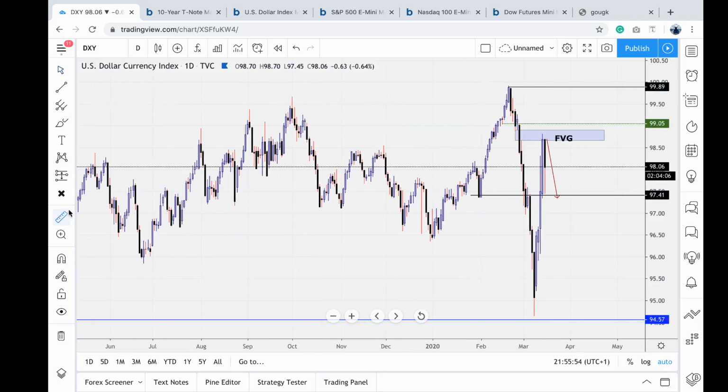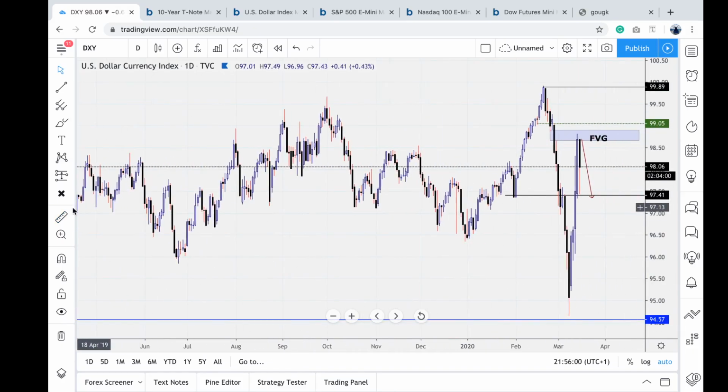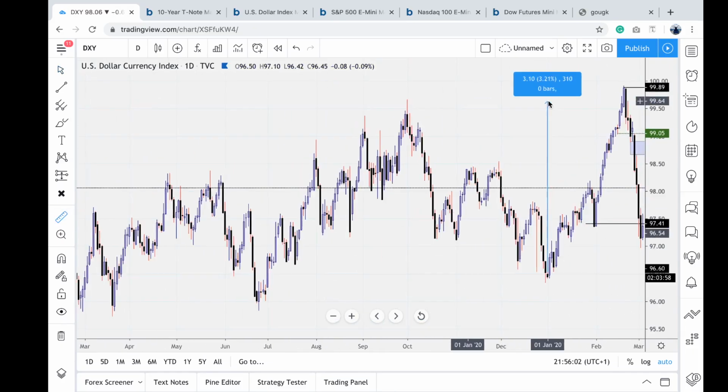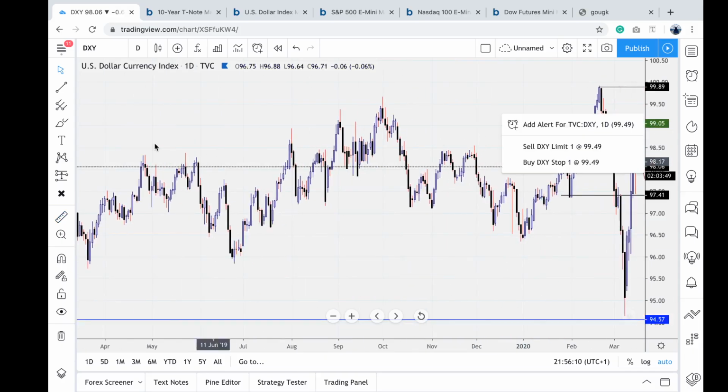Okay, so if you measure this move from the bottom to the top of this range, it took about 48 days. Okay, 48 days on average, right?